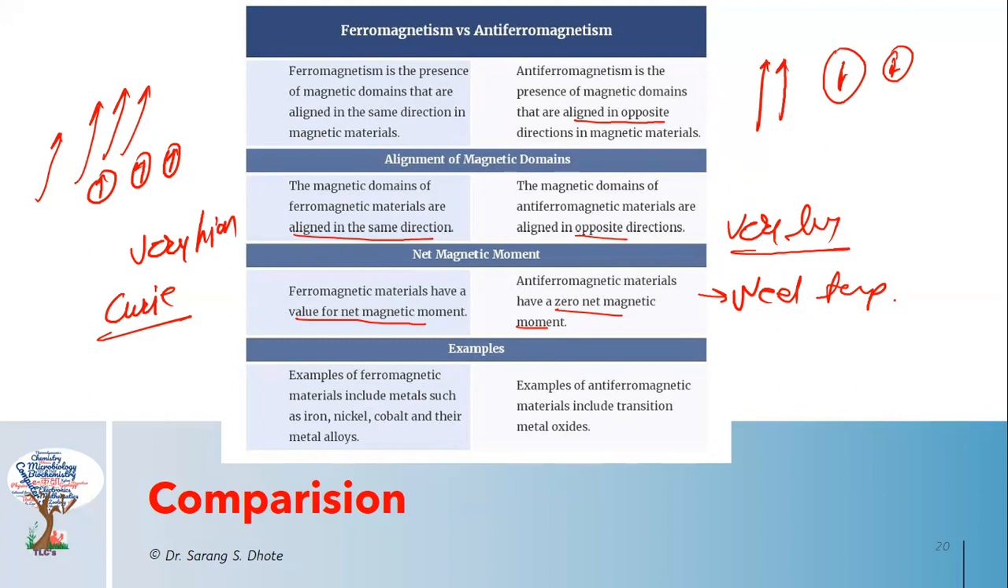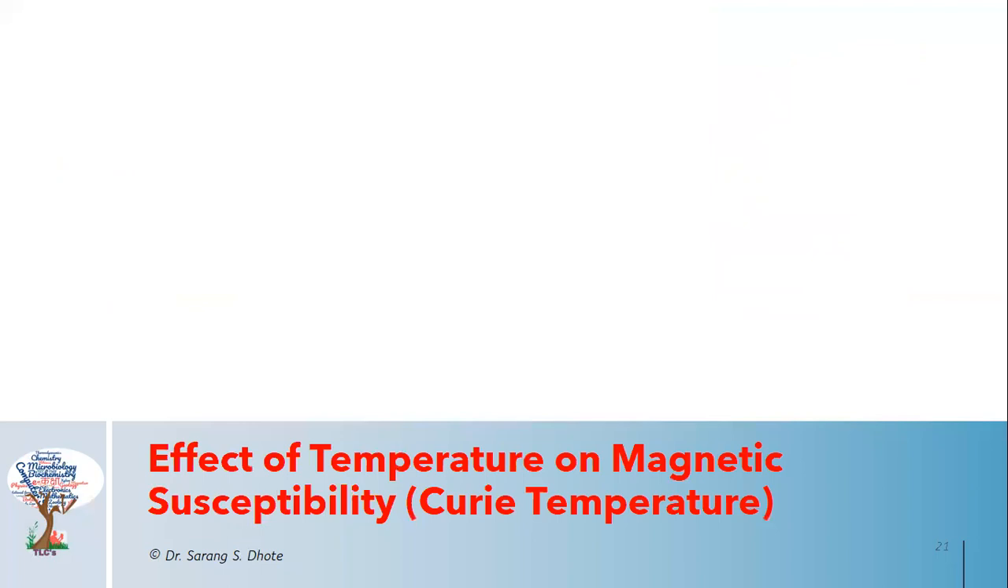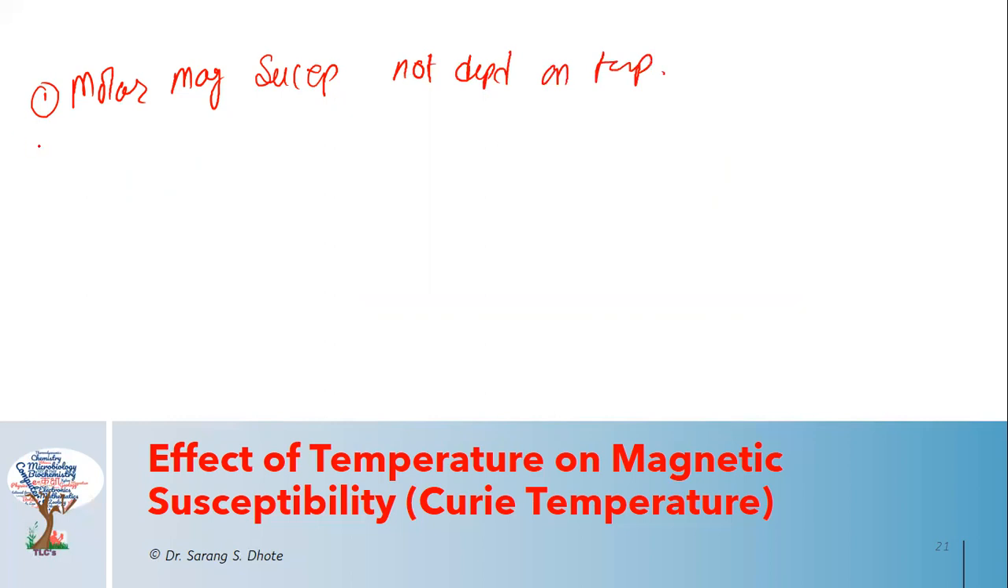Next, we are going to discuss what is the effect of temperature on magnetic susceptibility. Here we also discuss the meaning of Curie temperature. First, the molar magnetic susceptibility of a diamagnetic substance is independent of temperature. It does not depend on temperature.